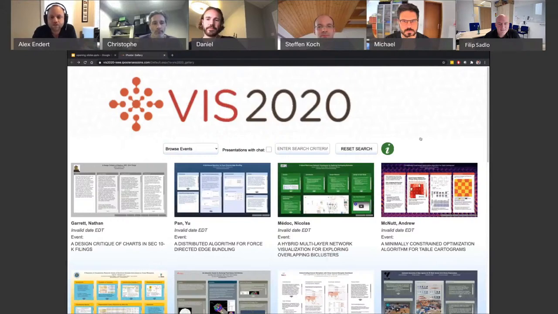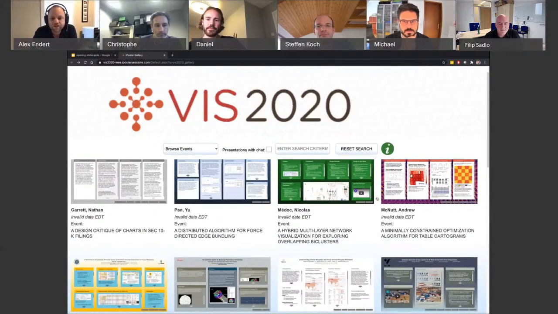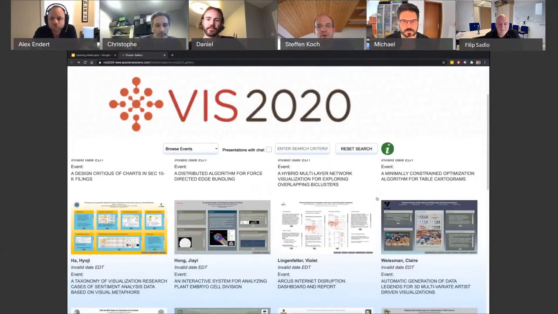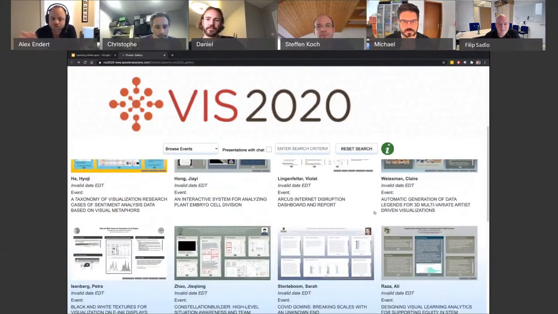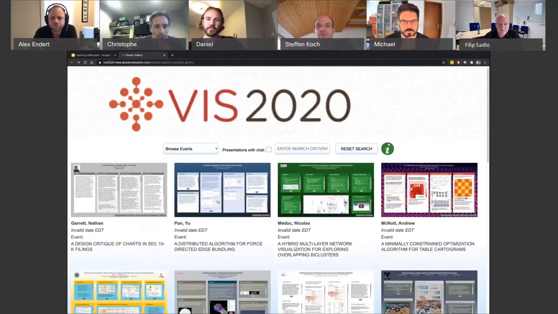So when you click on that link there, you'll be shown the posters gallery as it is here. And every poster is given a card, so an image and some information about it. And you can casually browse posters as you usually would at VIS by scrolling down and seeing all of the posters neatly on this gallery here. There's also some filters at the top where you can sort by events or you can search for specific words.